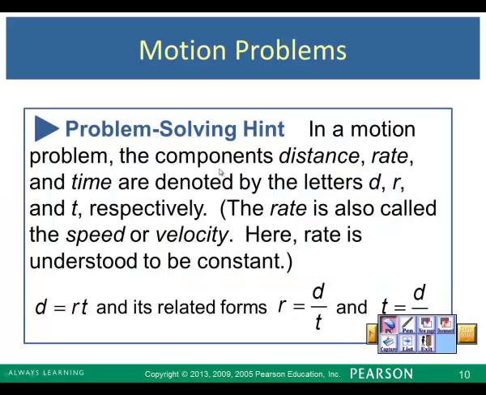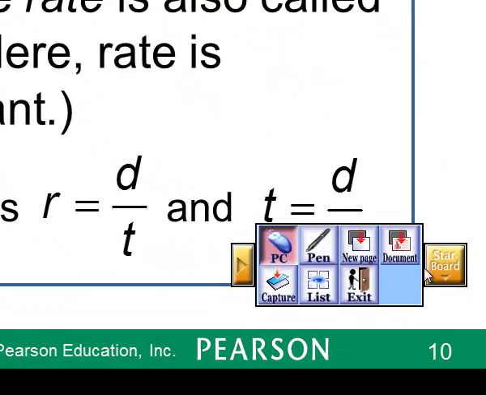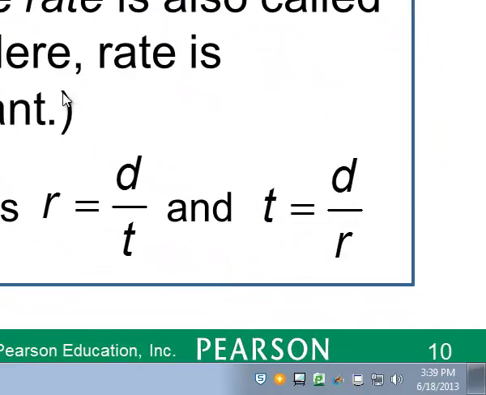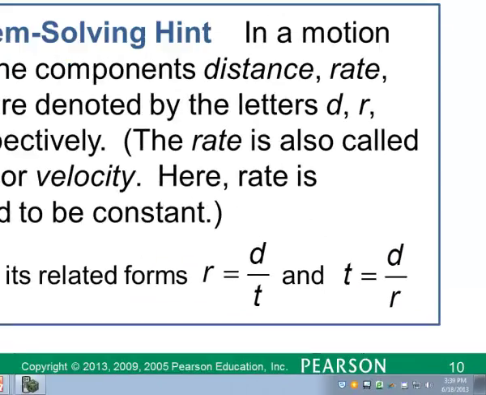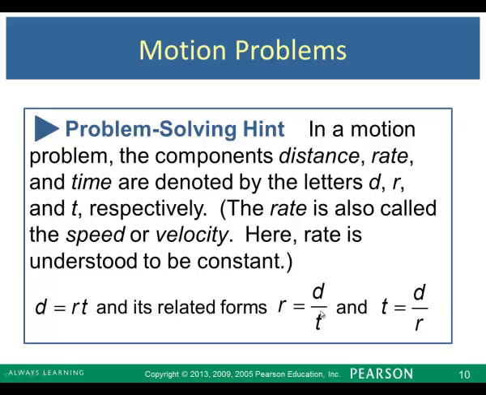In a motion problem, the components of distance, rate, and time are usually denoted by the letters D, R, and T. That's basically what we use for distance, rate, and time. So distance equals rate times time. If we divide both sides by T, we get rate equals distance over time. Or if we divide both sides by R, we get time equals distance over rate.